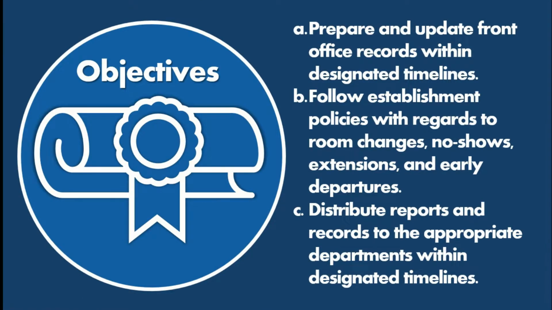Number 1, prepare and update front office records within designated timelines. Number 2, follow establishment policies with regards to room changes, no-shows, extensions, and early departures. And the last one is distribute reports and records to the appropriate departments within designated timelines.